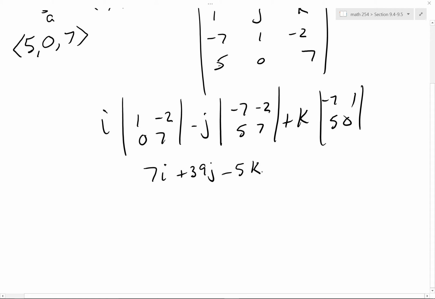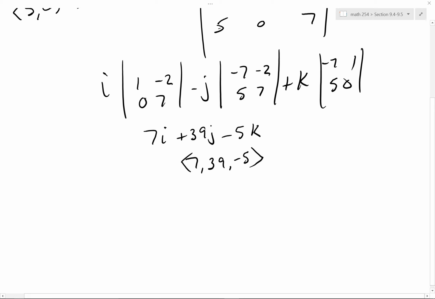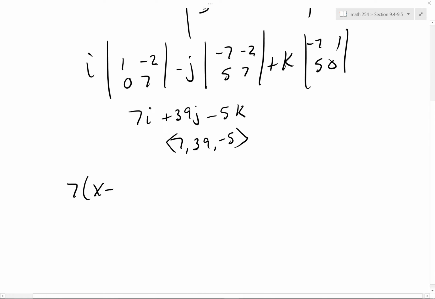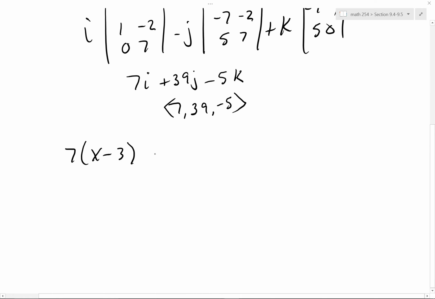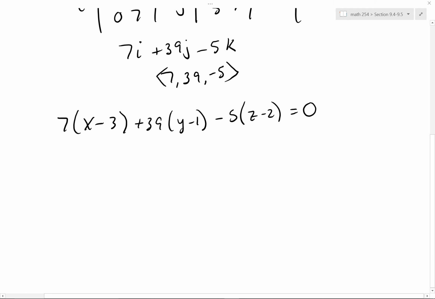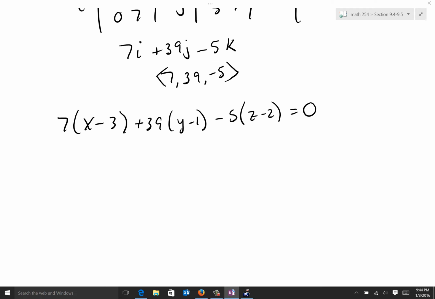By the way, if you wanted to make this normal vector a unit vector, you totally could, because all you need is a vector that is orthogonal to it. That's it. Okay? So, my equation then is simply this. It's 7 parentheses x minus 3, plus 39 times y minus 1, minus 5 times z minus 2, equals 0. You with me on that?